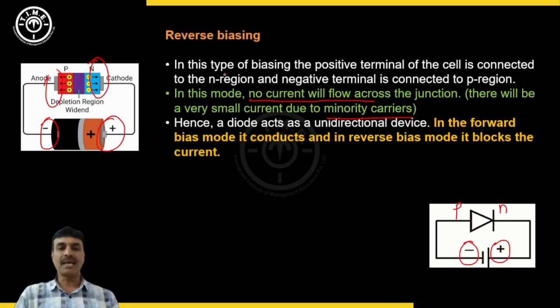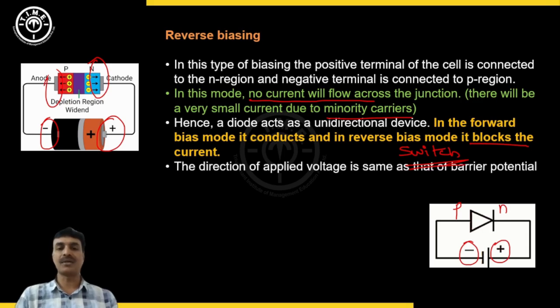So in forward bias and reverse bias, the diode conducts in forward bias mode and does not conduct in reverse bias mode. It blocks the current in reverse bias mode. Whose function it is? Whose feature it is? See, conducting in one mode and not conducting in another mode. That is simply a switch. Switch conducts in on mode and doesn't conduct in off mode. Isn't it? So a diode acts as a switch. It conducts in forward bias mode and does not conduct in reverse bias mode.